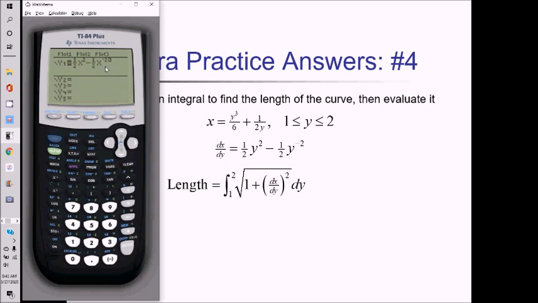All right, so quitting back out then, we're going to do math 9 for integral. We are going from 1 to 2. We've got a square root. We have a 1 plus, and now we have dx over dy squared, so that's going to be alpha trace y1 squared, because that's where I stored my derivative. And we have an x to go here, because I defined my functions in terms of x. And press enter. Comes out to 1.417.